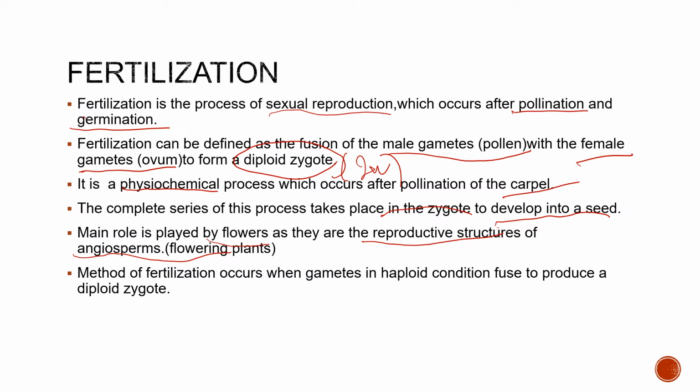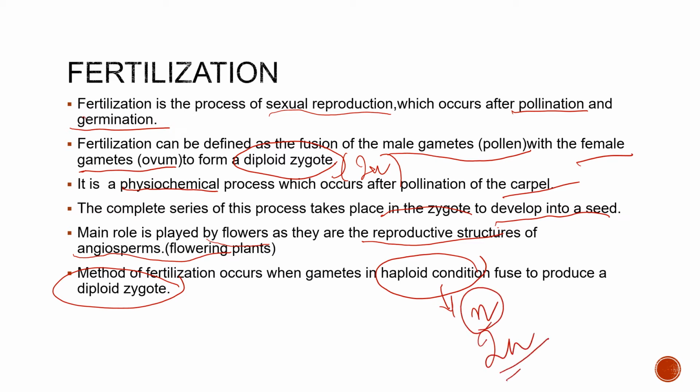Now fertilization occurs when the gametes in haploid condition fuse to produce a diploid zygote. So what is haploid and what is diploid? Haploid is N and diploid is 2N. So haploid gametes combine together to form a 2N, or diploid, zygote. I think this part is clear to everyone. Now let us move on to the next part.